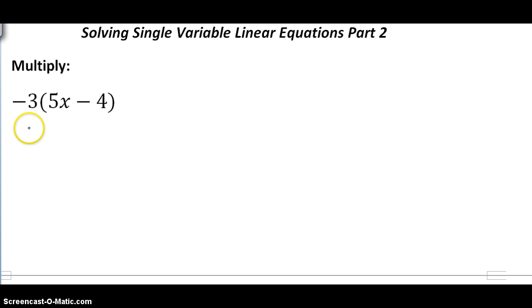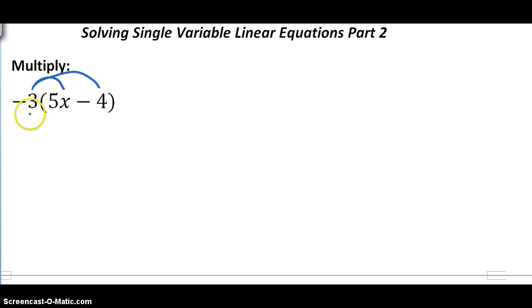This is just an expression, and it's asking us to multiply. Notice it's not asking us to solve, because we solve equations, but in this case, we multiply the constant negative 3 to these two terms on the inside of the parentheses. A former student of mine showed this way and called it throwing ropes.